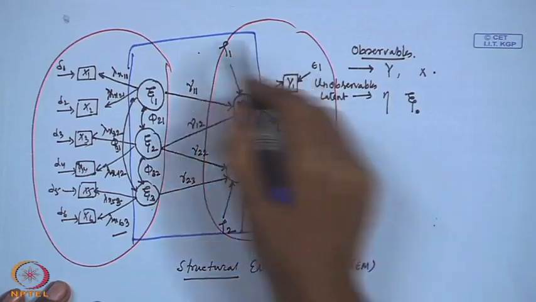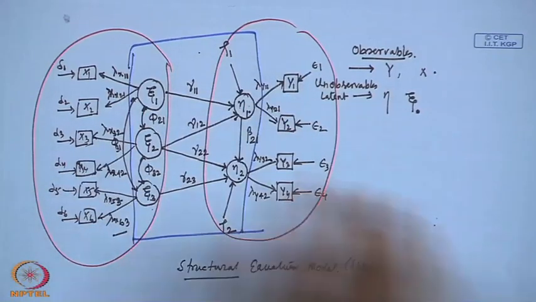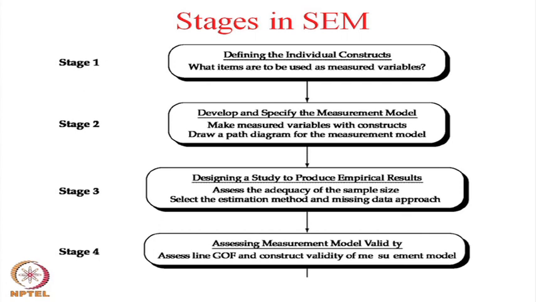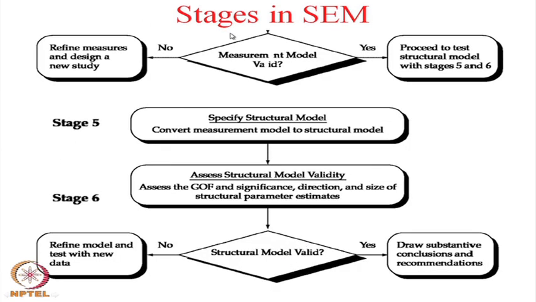So, first it is said that in these stages they find out the manifest variables, then develop the constructs and also measure the adequacy of this model. Then you have to see if the measurement model is valid, then you go through stages 5 to 6. If measurement model is invalid, then you have to redefine the measures and other things. Now, specify the structural model, convert measurement model to structural model. I think you have seen here.